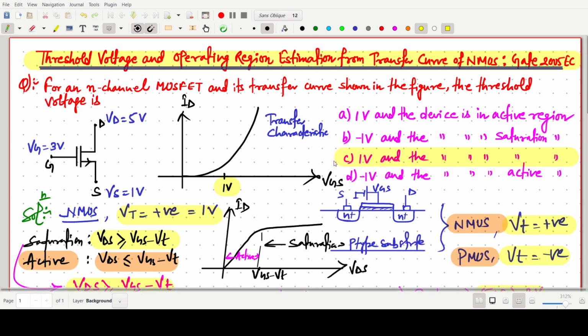This one is a simple question, but we have to know some basics. So option number C is the correct answer for this question.